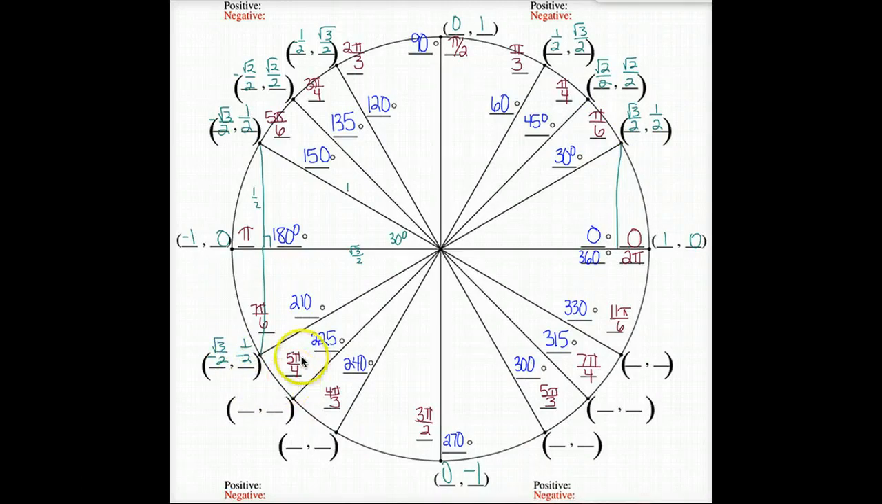This next one is pi over 4, denominator of 4, denominator of 4. These match. So negative radical 2 over 2 for both coordinates here. The pi over 3 one should match the pi over 3 in this quadrant. So these coordinates, except both negative.